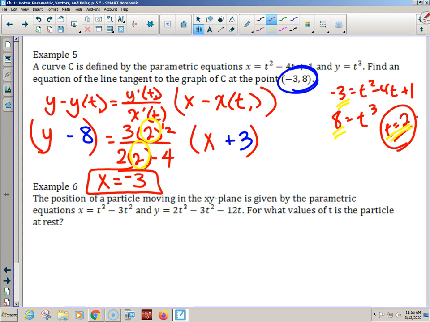Well, you want to see it? It works. Not pretty, but it works. Y minus 8 is equal to number over 0.